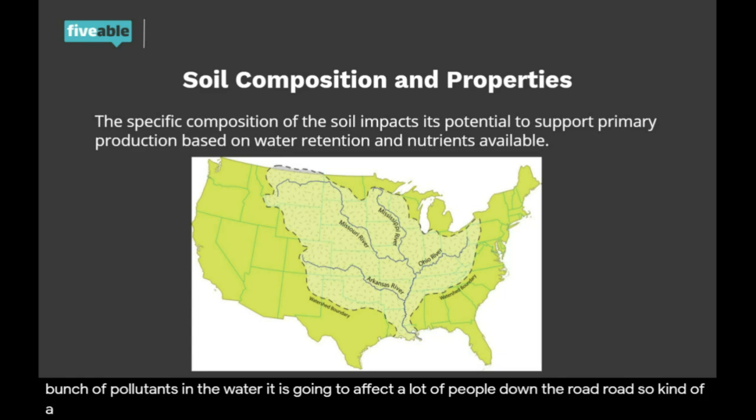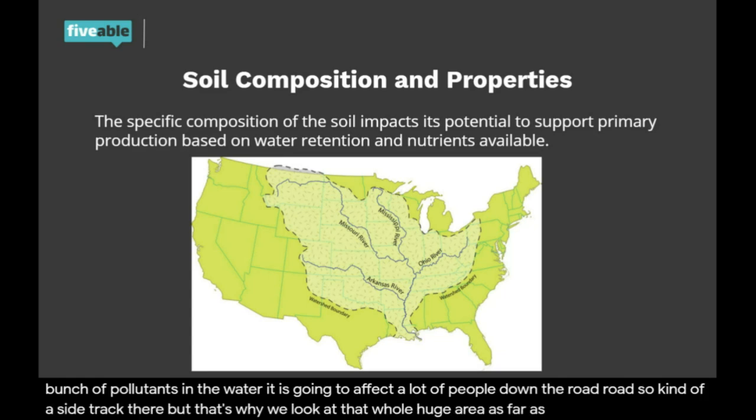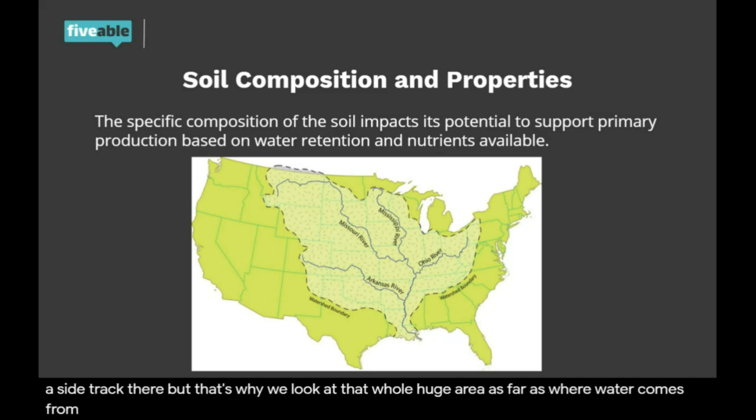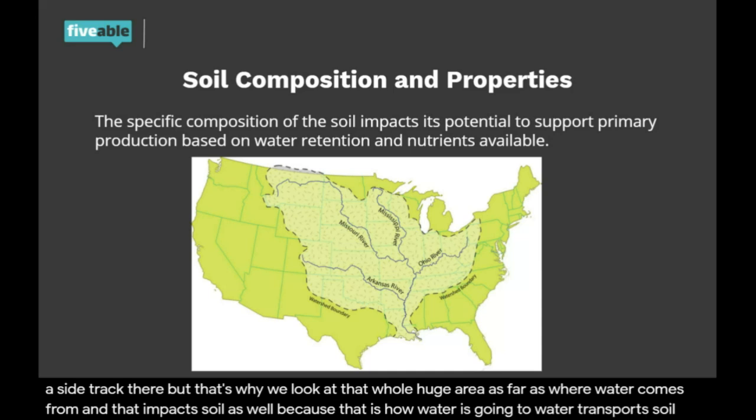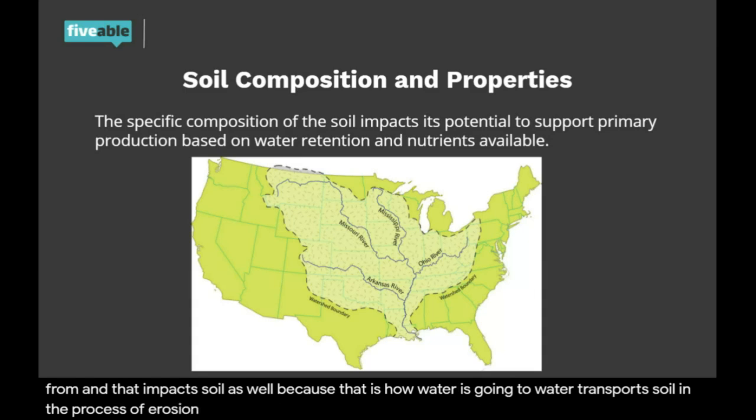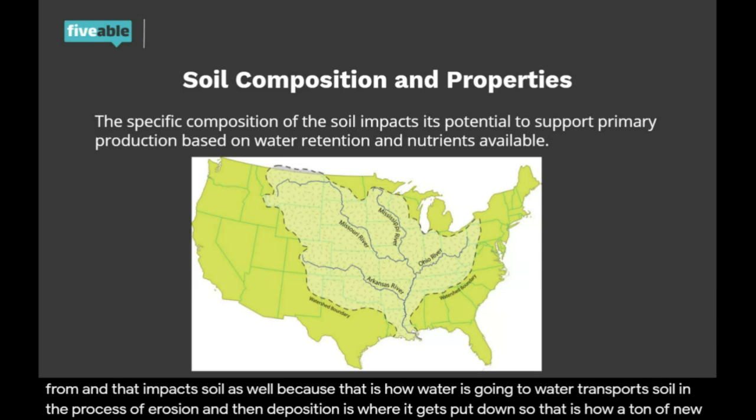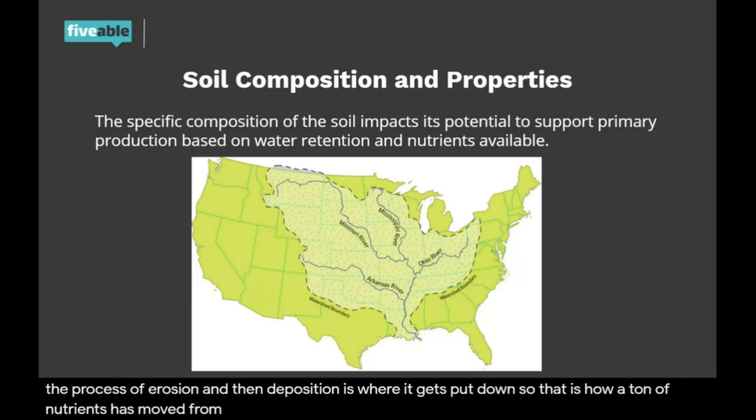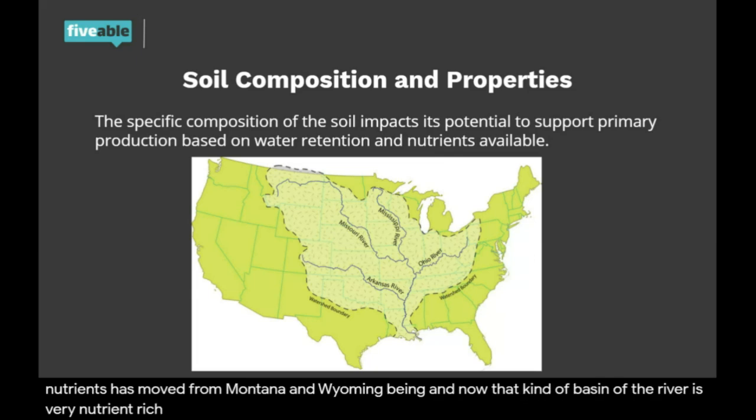So, kind of a sidetrack there, but that's why we look at that whole huge area as far as where water comes from. And that impacts soil as well, because that is how water transports soil in the process of erosion, and then deposition is where it gets put down. So that is how a ton of nutrients has moved from Montana and Wyoming, and now that basin of the river is very nutrient rich, and that's why we grow so many crops in that area.